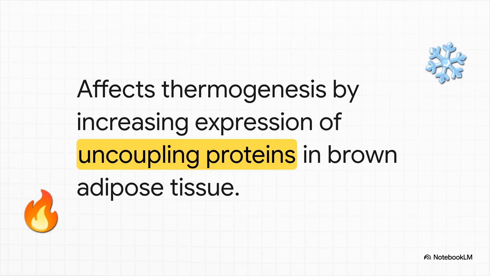The thyroid literally generates heat by jacking up the expression of specific proteins called uncoupling proteins, or UCPs, inside your brown adipose tissue. It essentially tells your fat cells to burn energy for the sole purpose of creating heat. It literally turns you into a walking human furnace.